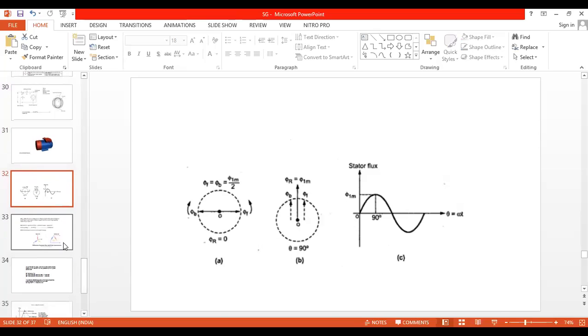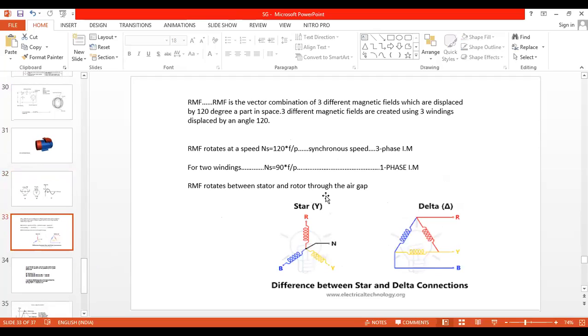Now next comes the question: generation of rotating magnetic field. How do you explain the procedure to generate the rotating magnetic field? Rotating magnetic field is seen in the single phase induction motor, three phase induction motor, and synchronous generator also. What is a rotating magnetic field? It is generated when we have three different windings displaced by an angle of 120 degrees. A rotating magnetic field is the vector combination of three different magnetic fields displaced by 120 degrees. This is the definition you can write.